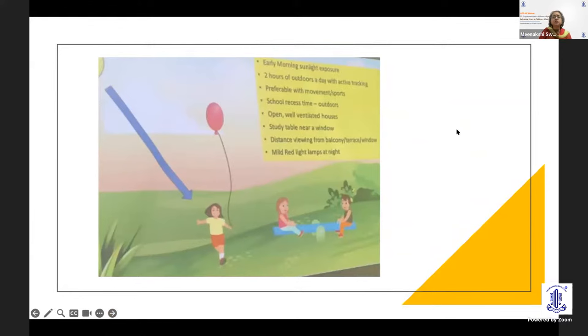So let's talk a little bit more about what you will tell the patients, the parents. Early morning sunlight exposure, maybe the Surya Namaskar that used to be in our culture, is in our culture, as something of merit. So early morning sunlight exposure, 2 hours of outdoors a day with active tracking. What does that mean? Because there are trackers that tell you how much the child has been outdoors. Preferably with movements and sports. Remember, school recess time has to be outdoors. Open, well-ventilated houses. Study table near a window. Distance viewing from balcony, terrace, window for the 20-20 rule. And the red light lamps at night is a bit of a controversy, but it's there on this list anyway. And I'd love to hear what the discussants have to say about that.